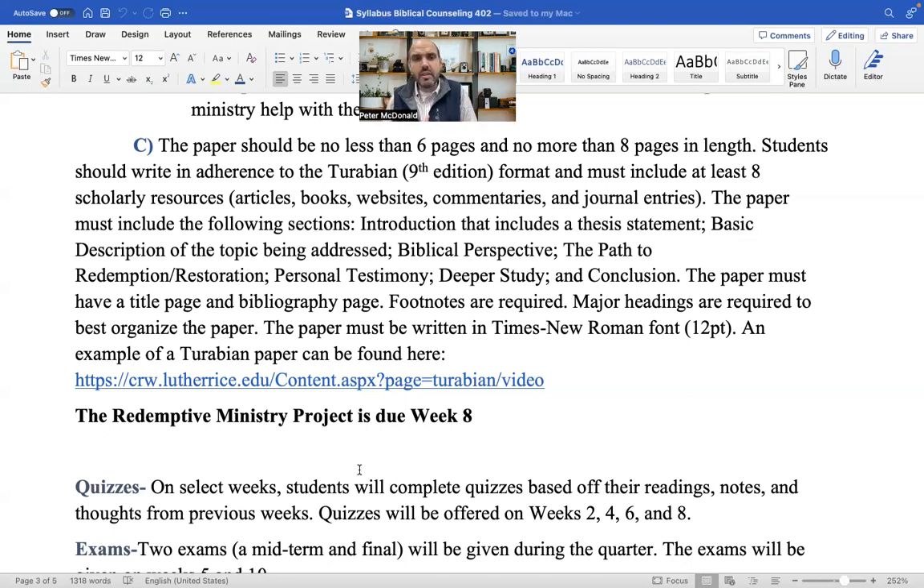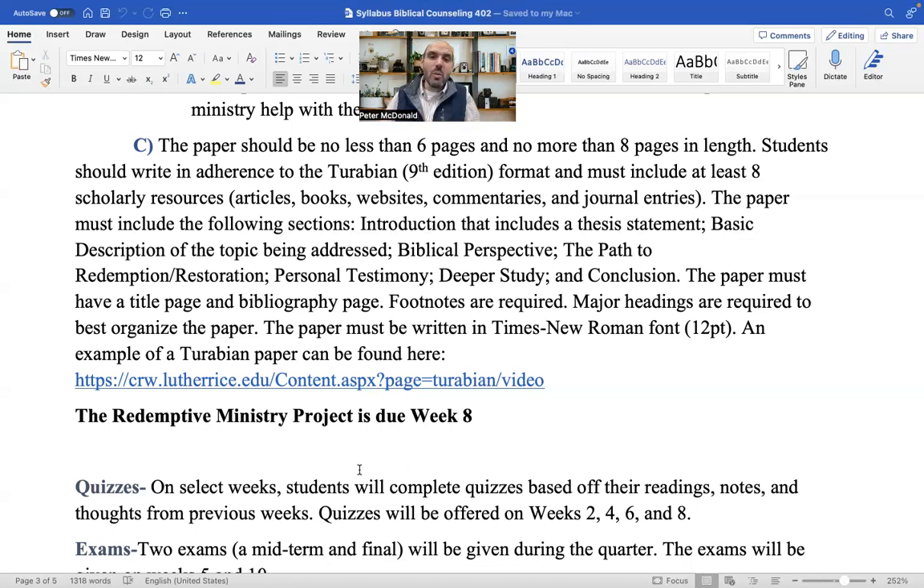So if you're using a commentary, use the best commentaries out there. Okay. If you're using websites, I don't want somebody's blog. Okay. I'm looking for a website like the Gospel Center, Gospel Counseling Coalition. I'm looking for you to use Logos. I'm looking for you to use commentaries that have scholarly input and background.